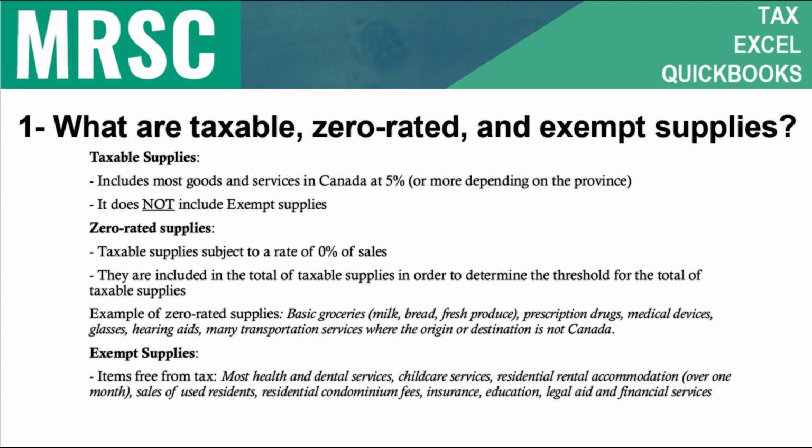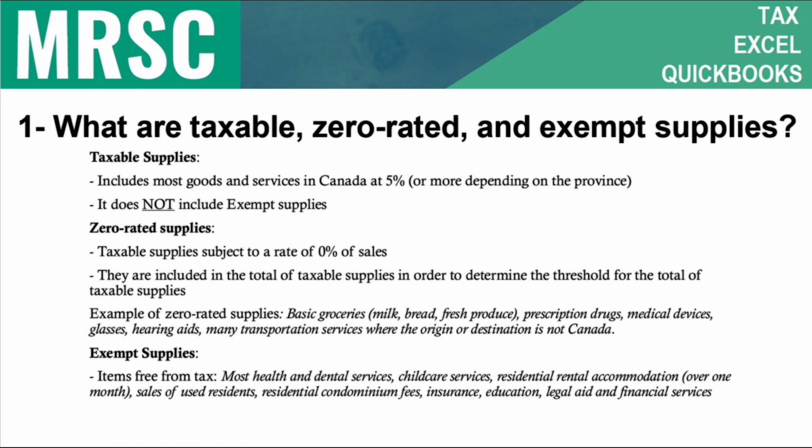Taxable supplies are defined as most goods and services in Canada at 5% or more, depending on the province. So we'll look at the different rates in a second. It does not include exempt supplies. So therefore, it does include zero-rated supplies, which are taxable supplies subject to a rate of 0% of sales. They're included in the total of taxable supplies in order to determine the threshold for the total of taxable supplies. And we'll be looking at that in an upcoming slide.